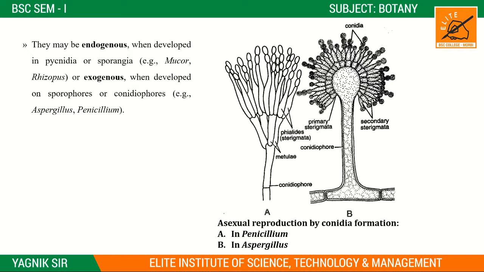If the spores develop on the outer side, they are called exogenous, and if they develop on the inner side, they are called endogenous, right? So here in Aspergillus the spores develop on the outer side, right? Because this structure is on the outer side and its name is conidiophore. On the conidiophore many conidia develop, grow and mature, right? And these conidia are able to give rise to new plant growth, right? So here are two types of spore, endogenous and exogenous. This example is exogenous, not endogenous. Examples of endogenous are Mucor and Rhizopus.